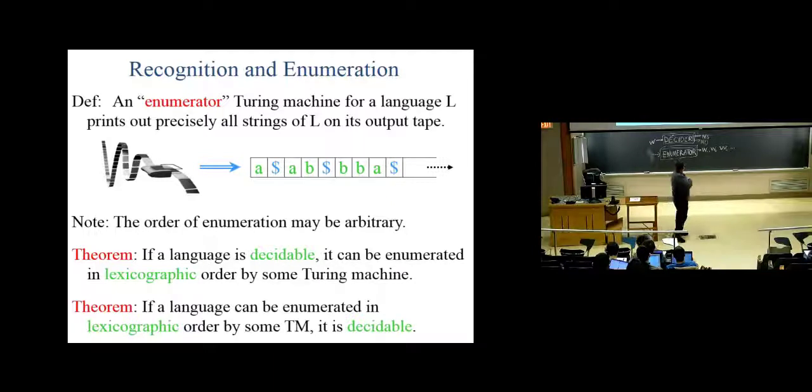So a decider always says yes or no. You give it some string and it says yes or no, always in finite time, always halts, always gives you the right answer. We already know that. An enumerator just spits out the strings, W1, W2, W3.